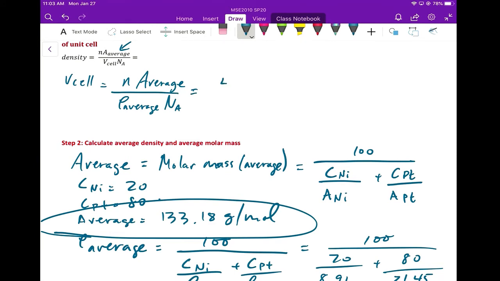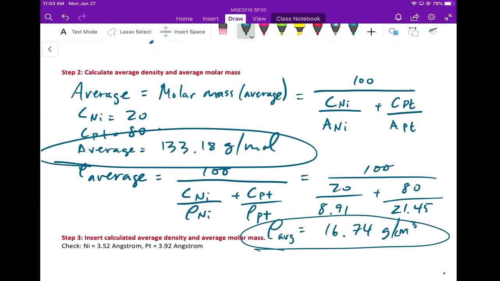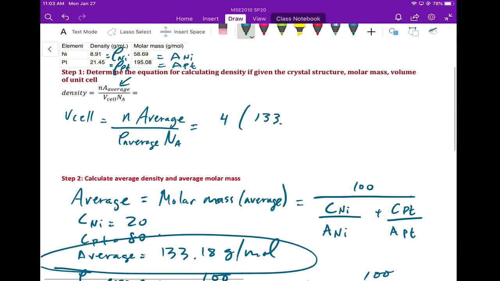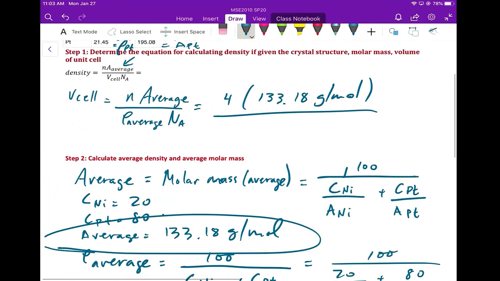So we know in FCC there are 4 atoms per unit cell. We counted this through together, right? So there are 4 atoms per unit cell in FCC. Our average is 133.18 grams per mole, molar mass. Our density is 16.74 grams per centimeter cubed times Avogadro's number.